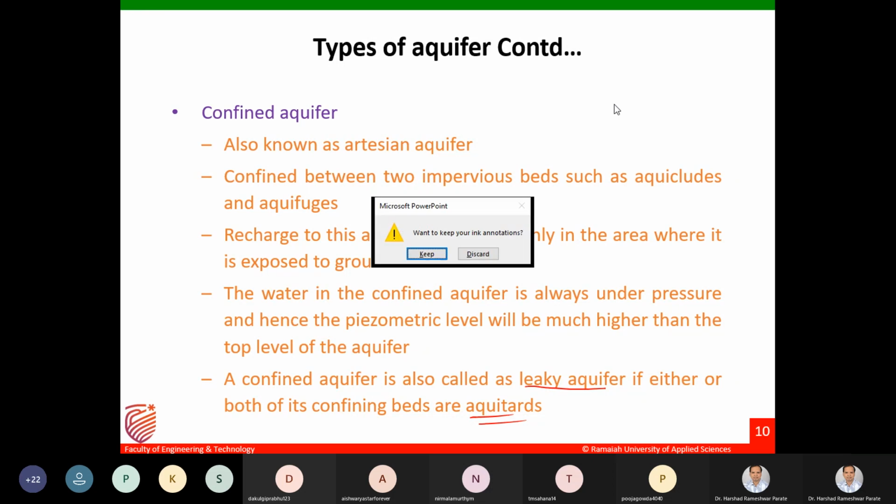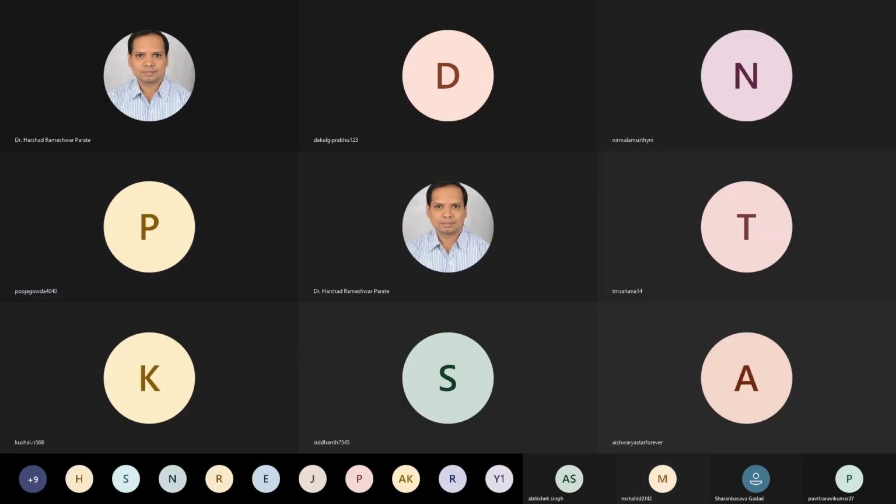Okay. Till here is it clear? Yes, sir. Okay. So in the next class we'll continue. I'll discuss the stratifications, aquifer properties, and then we'll start the well hydraulics. That's on Monday.